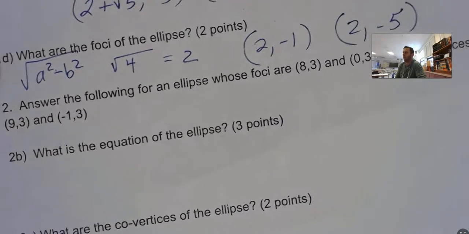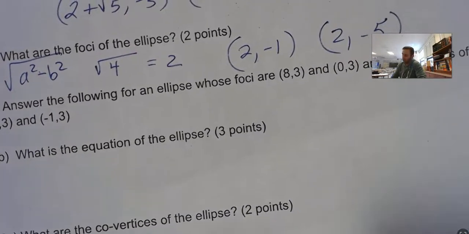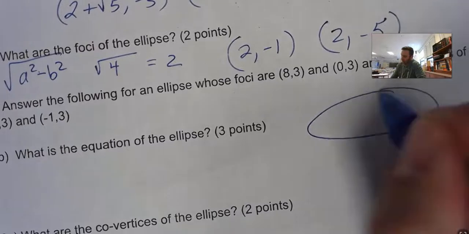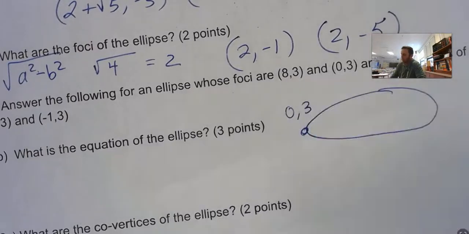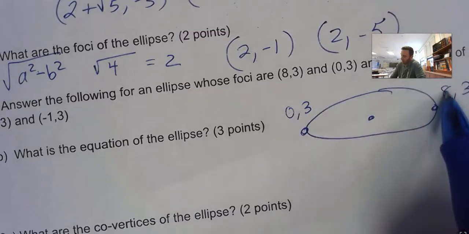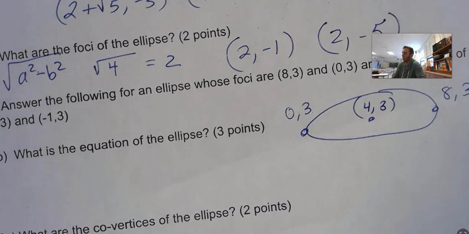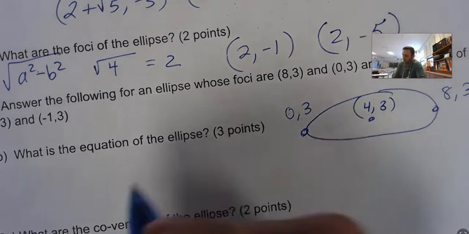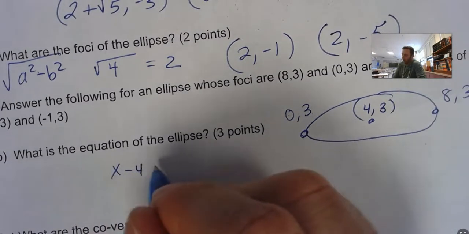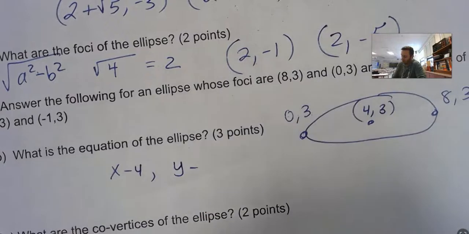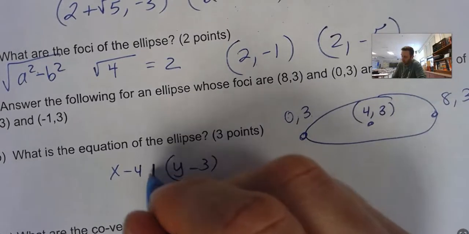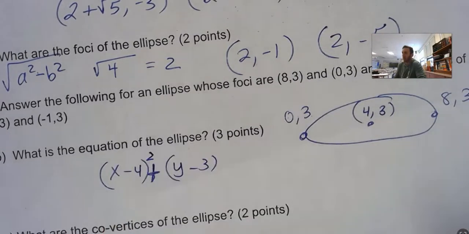So for the next one, the foci, so I'm going to just draw this for a second. The foci are at 0, 3 and 8, 3. So the center would be the average. 0 plus 8 divided by 2 is 4, and 3 plus 3 divided by 2 is 3. So the center's at 4, 3. So the equation of the ellipse, I already know it's x minus 4 squared, plus y minus 3 squared, which equals 1. So that's the start of my form of the equation.